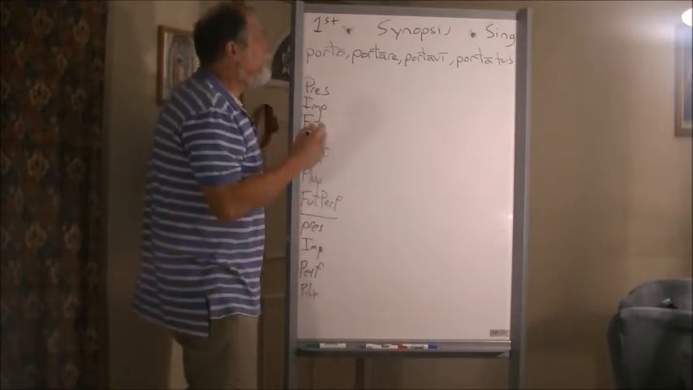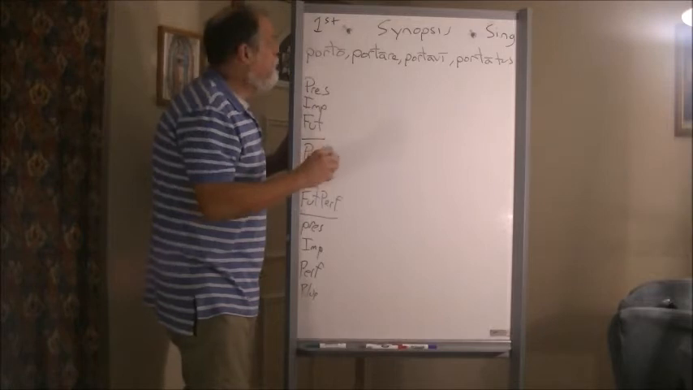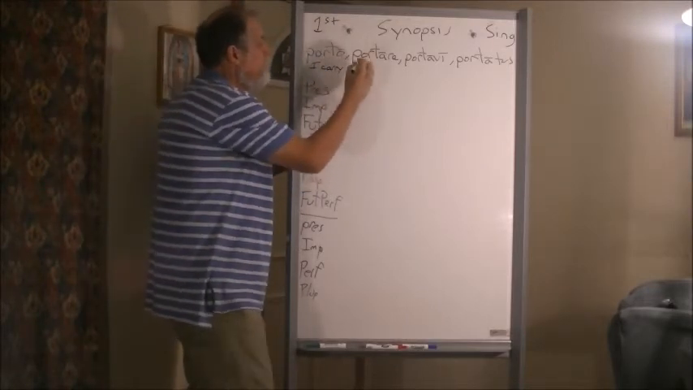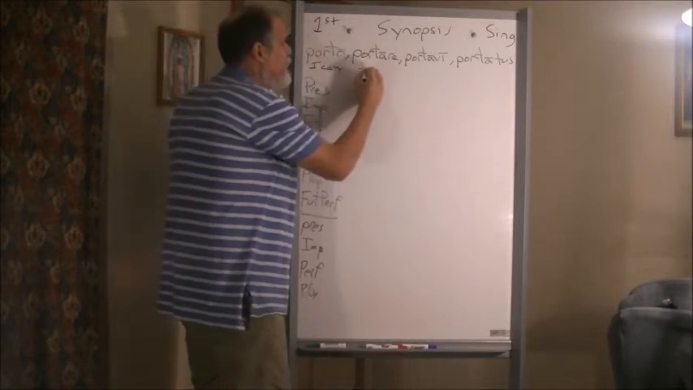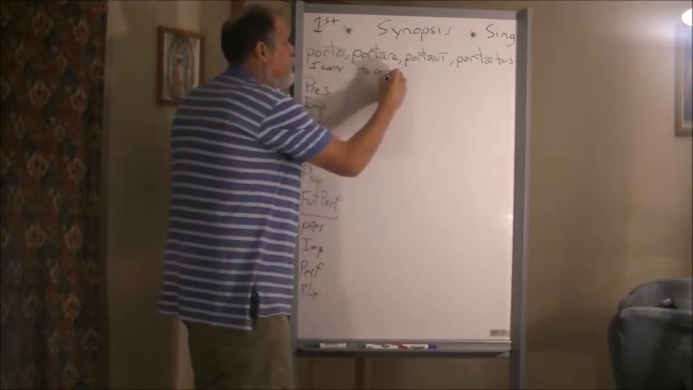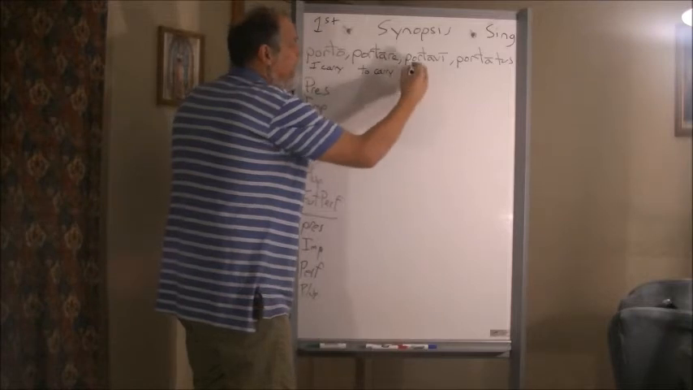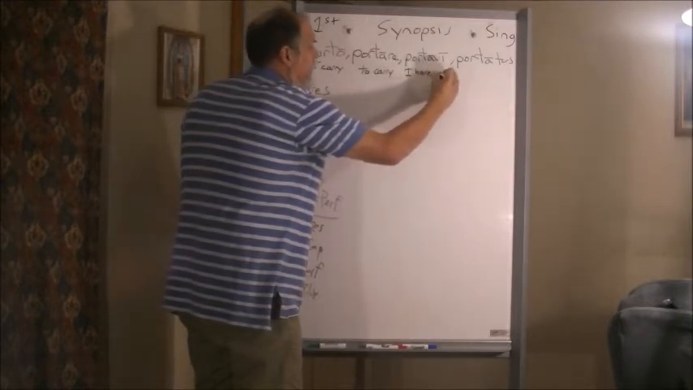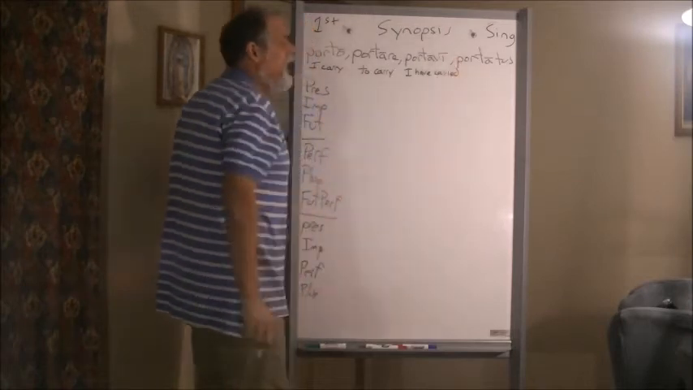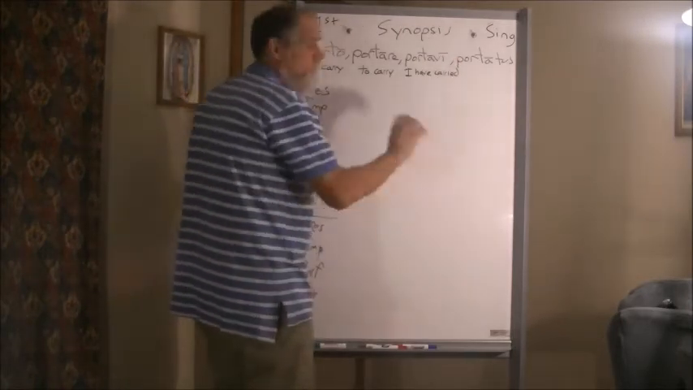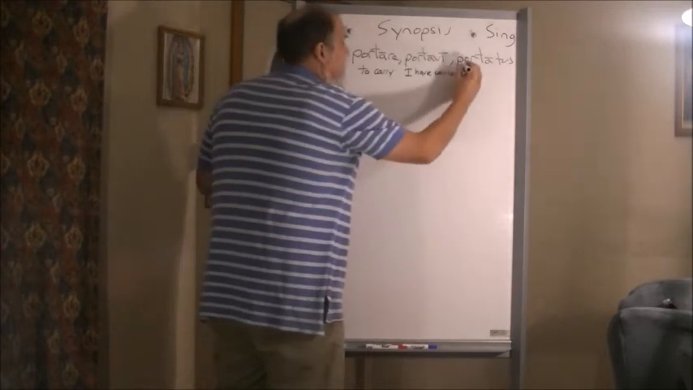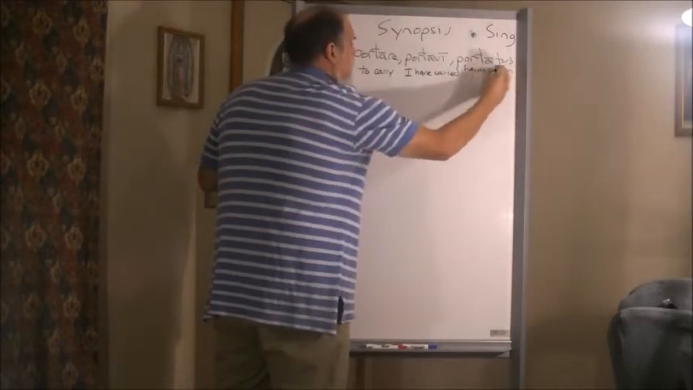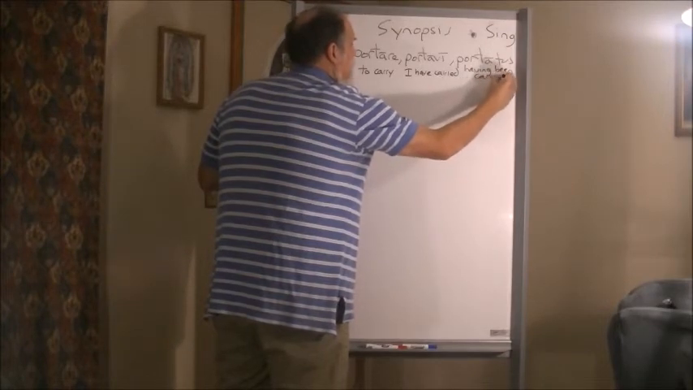Remember, what we always do is we're always going to translate our principal parts. So porto is the simple I carry. Portare is the present active infinitive, which is translated as to carry. Portavi is I have carried, or if you wrote I carried, that will do as well. And portatus is that participle. There is no person involved. It's having been carried.